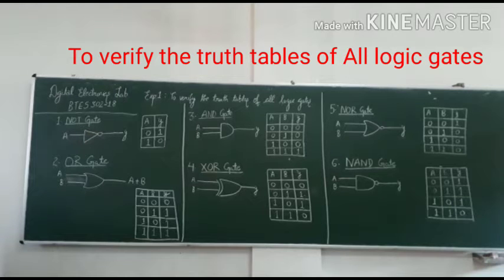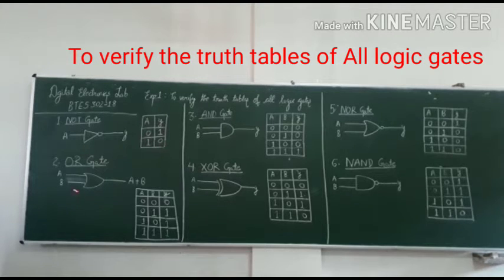It is also called the inversion gate because it will invert the value from 0 to 1. If 0 is given as input, the output will be 1, like given in the table. Like if A is 0, Y is 1, and if A is 1, Y is 0.